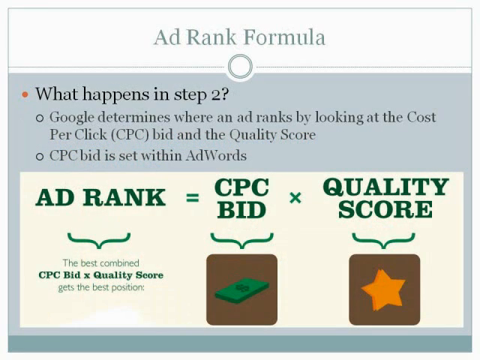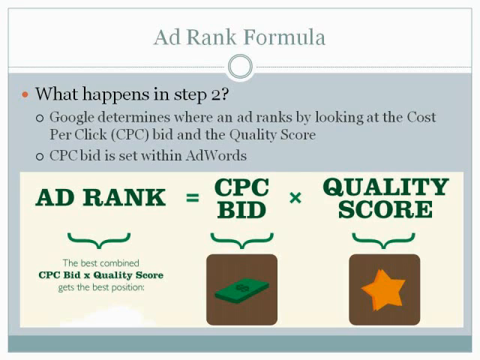So let's dig in a little bit into what really happens in step number 2. Ultimately it comes down to how your ad ranks. Google determines where an ad ranks by looking at your cost per click and the quality score. The cost per click is something that's established within AdWords that gets multiplied by your quality score, and the result is this ad rank. So there's magic, of course, in the quality score. A good amount of magic.